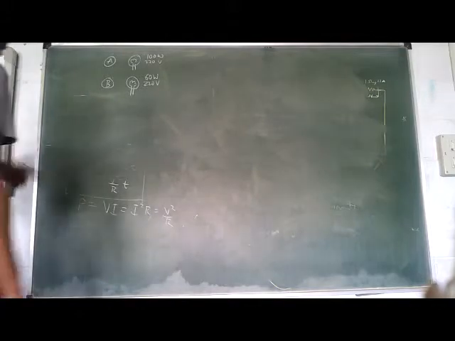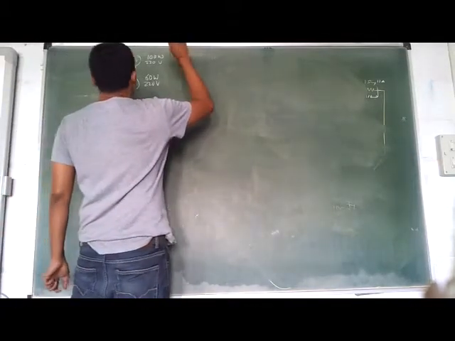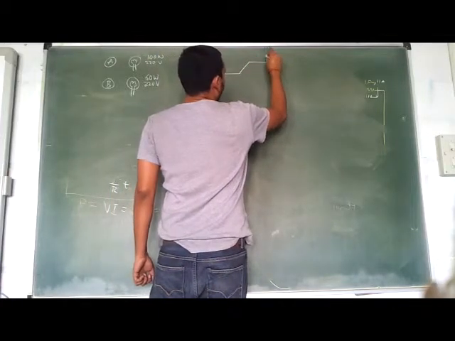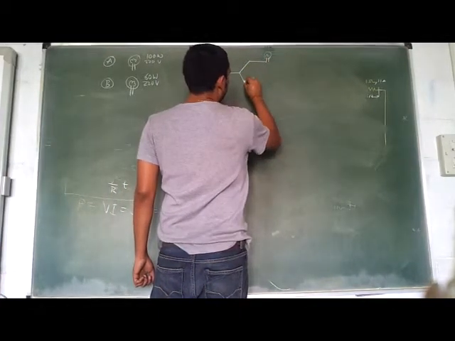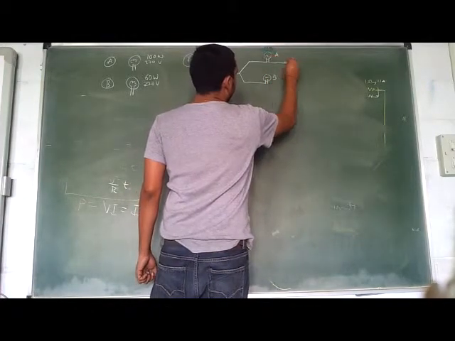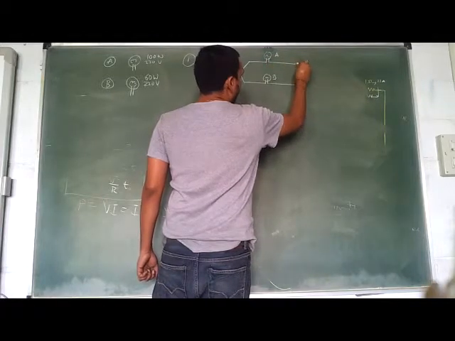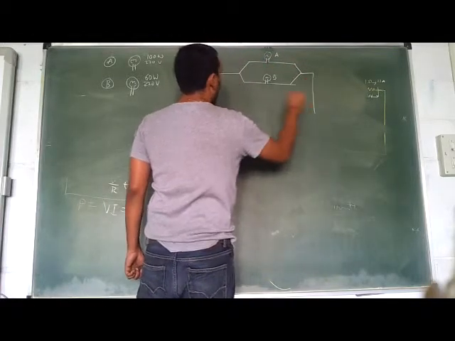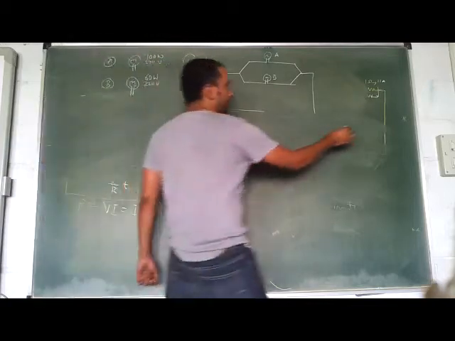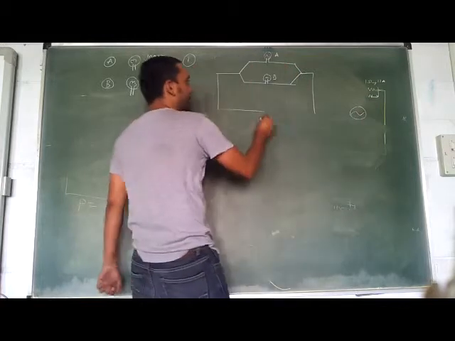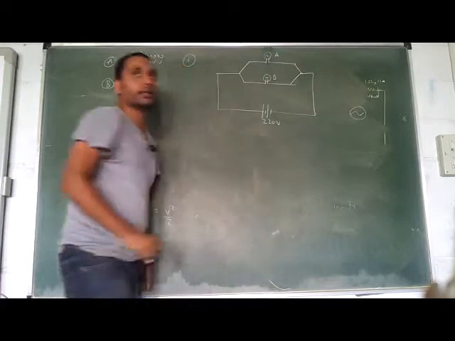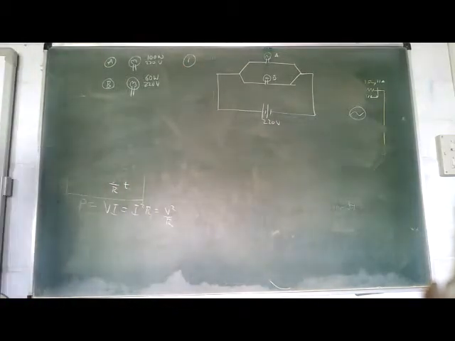Okay, so the first part of the question, part 1, they were put in parallel. Bulb A and bulb B across what supply? In your house it is the AC supply, but I'll just make a normal battery for you, 220 volts supply. Okay? This is the question.